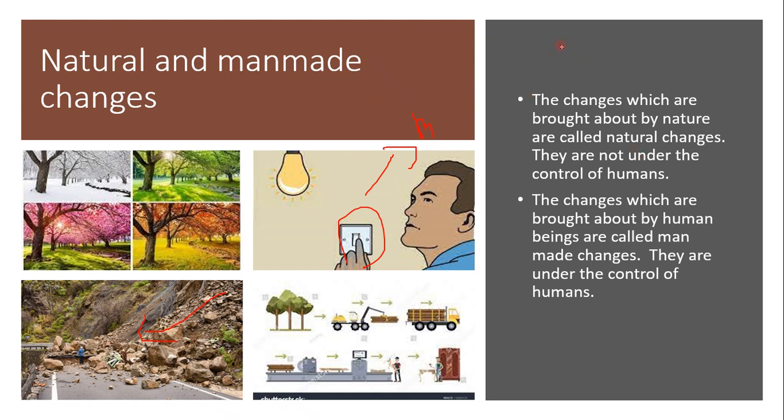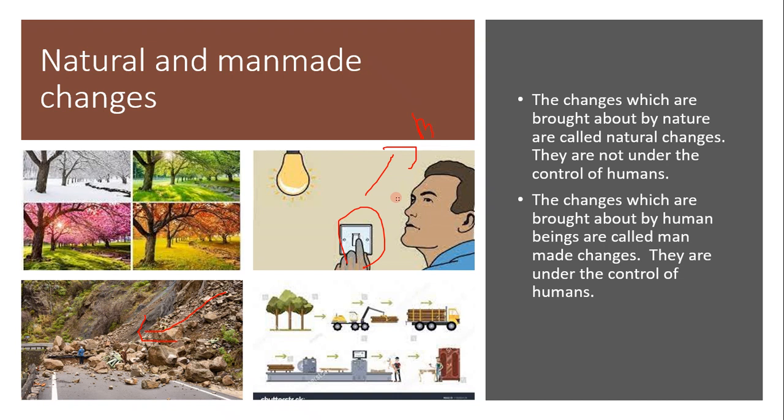Okay, what we will see? The changes which are brought by nature are called natural changes. They are not under the control of humans. The changes which are brought about by human beings are called man-made changes. They are under the control of humans, right? For example, if you are switching on the light, it is in your control.